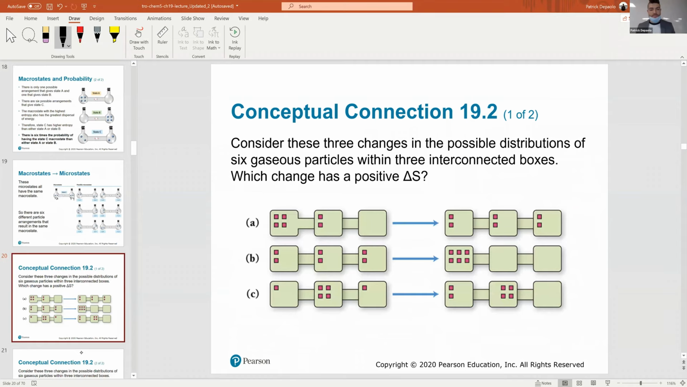So then we can ask a question. Consider these 3 changes in possible distribution of 6 gaseous particles. Keep in mind, the more microstates you have, the more your entropy is, because the more arrangements you can have. That means the larger freedom of your arrangements. That's why we're learning this in the first place, we're relating it back to entropy. So knowing that, which of these different distributions gives the largest, or has a positive change in entropy?